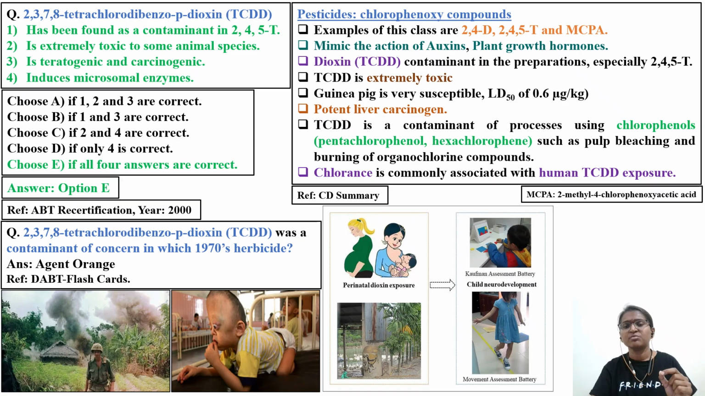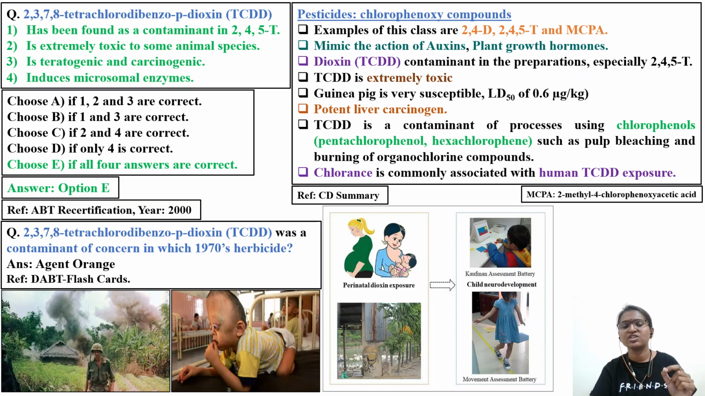TCDD is extremely toxic. Guinea pig is very susceptible. As I told you, LD50 is 0.6 microgram per kg, and it is a potent liver carcinogen, as you have also seen in the option. TCDD is a contaminant of processes using chlorophenols, such as trichlorophenol, hexachlorophene, pulp bleaching, and burning of organochlorine compounds. That's why your first option is correct: it is a contaminant in 2,4,5-T production. Chloracne is commonly associated with human TCDD exposure. How chloracne occurs, we will also see.